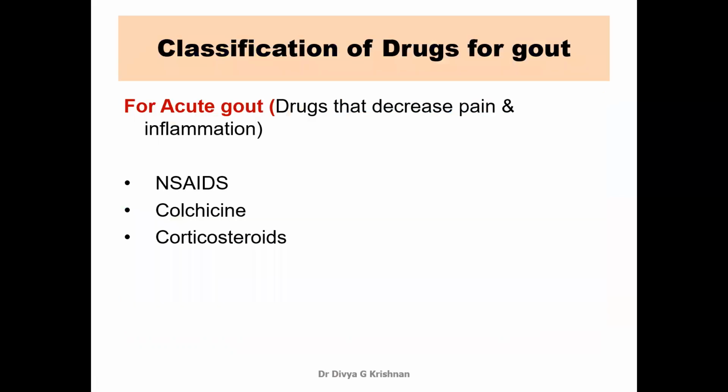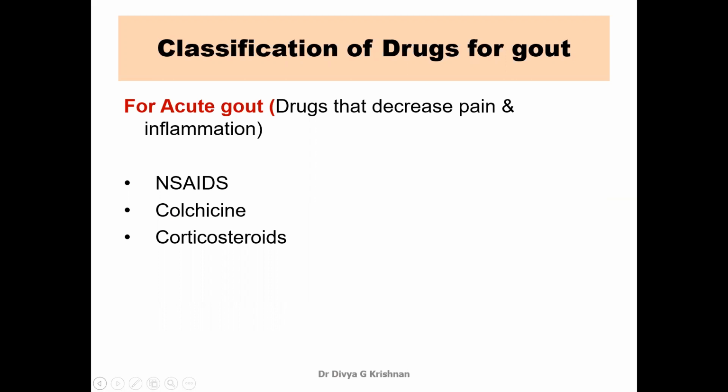Now, we come to the main learning objectives of today's session. The first one is the classification of drugs for gout. We'll classify the drugs for gout as drugs used for acute gout and drugs used for chronic gout. Let's have a look at the drugs which are used for acute gout. What you have to remember here is that the drugs used for acute gout are the drugs that decrease pain and inflammation.